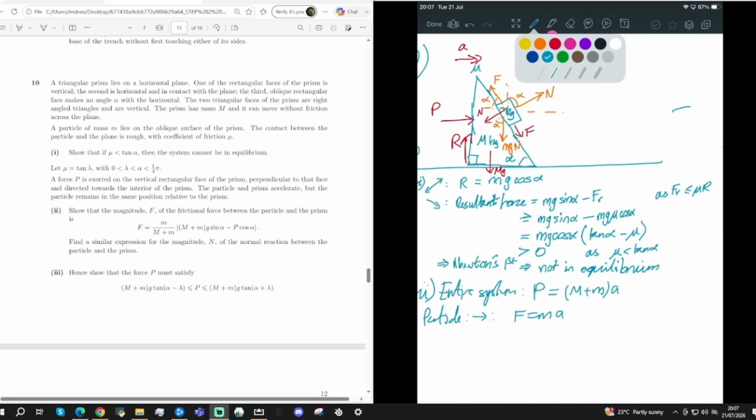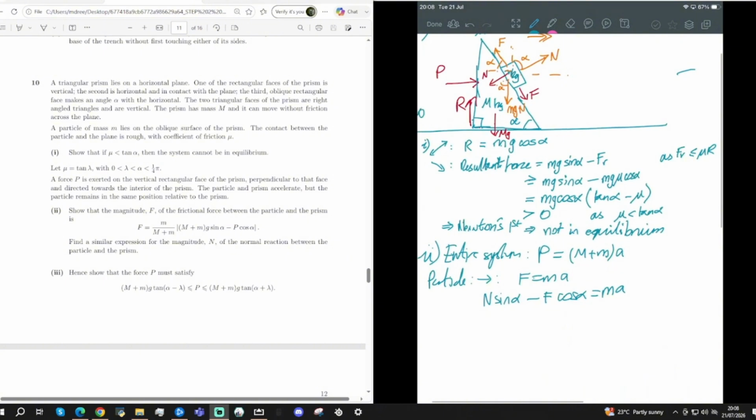So horizontally, we get n sine alpha minus f cos alpha equals little ma. We're only modelling the little particles, so we only use the little m. And if we also do up equals down, there's no motion, so the f sine alpha plus the n cos alpha is going to equal the downward force of mg.